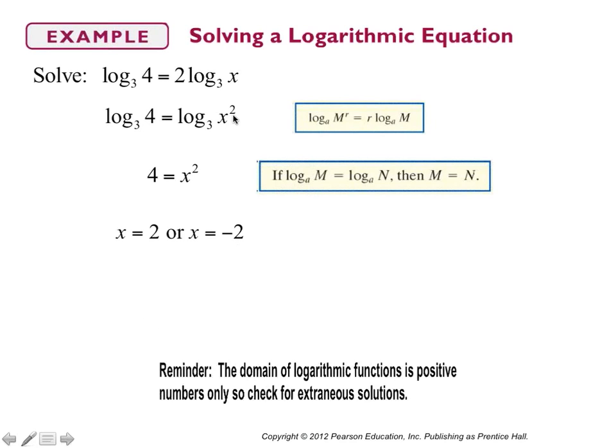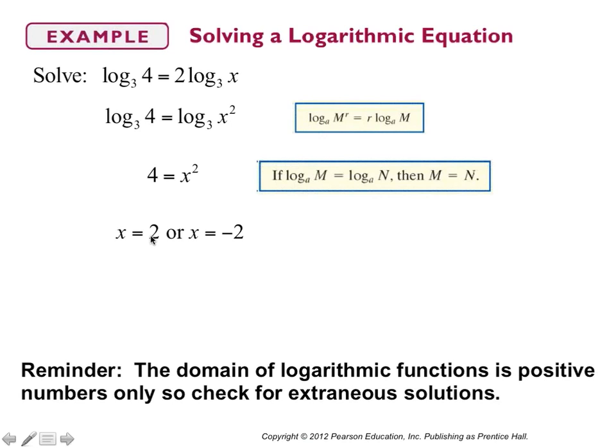Now in order to solve this, you would take the square root of both sides. So we'd get x equals 2 or x equals negative 2. Now it's really important that you check this in the original logarithmic function because we cannot have negative numbers inside of our logarithm. So the domain of logarithmic functions is only positive numbers. So we have to be careful and check for extraneous solutions.